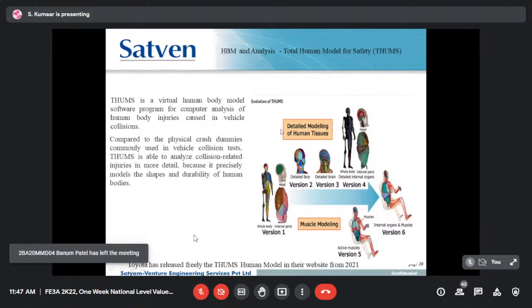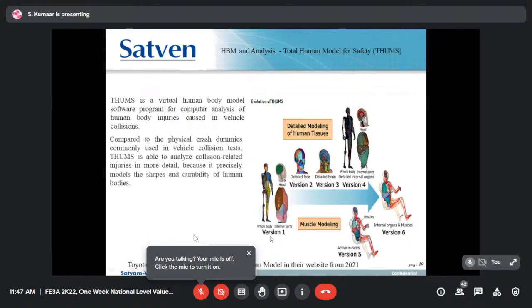Here they explained the evolution of THUMS. This is the first version they developed. This is the whole model, and in this model they developed the internal parts in version 1. Actually, for the past 20 years, the Toyota team has been working on the development of the THUMS model, so almost now they are at version 6. In version 2, they modeled the detailed face. In version 3, they modeled the detailed brain. Whatever is in the brain, the cerebellum and other structures, they modeled here, and all the skull is there.